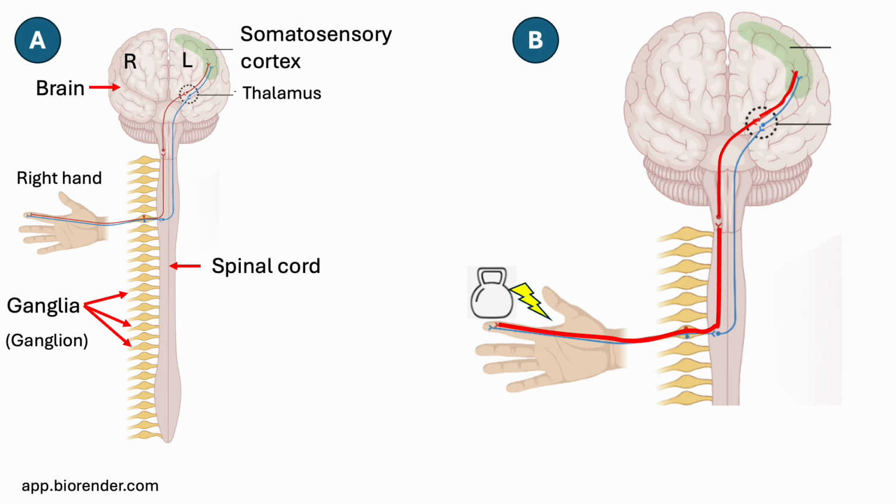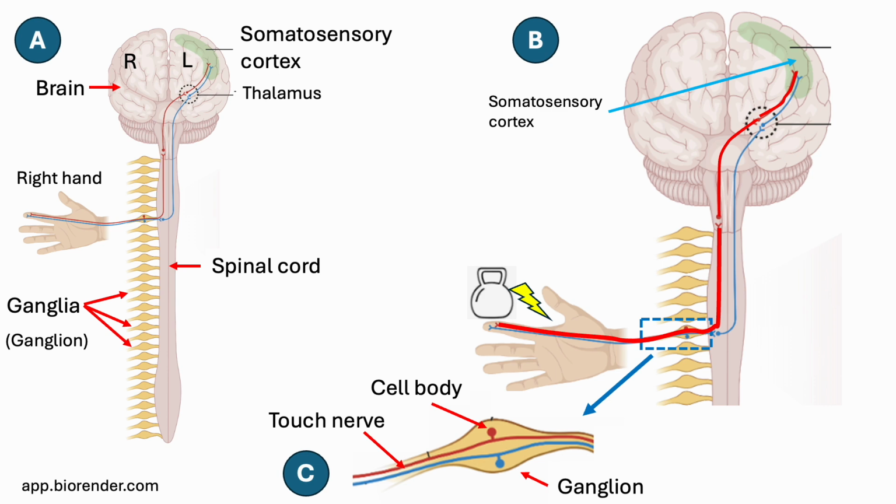If you're wondering what those ganglia are, then C shows them close up. All nerve cells have a cell body that contains DNA. The cell bodies are larger than the diameter of the nerves, and they gather together in specific areas and appear as swellings, and these give rise to ganglia.